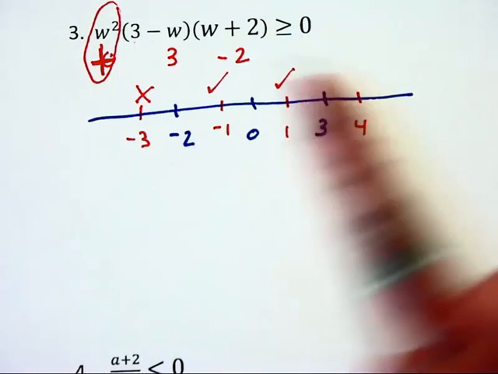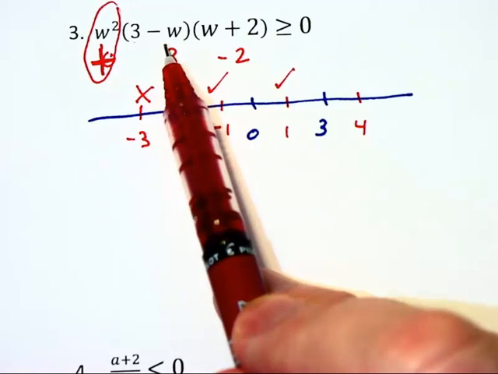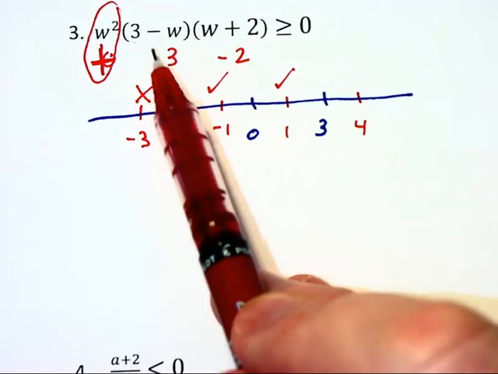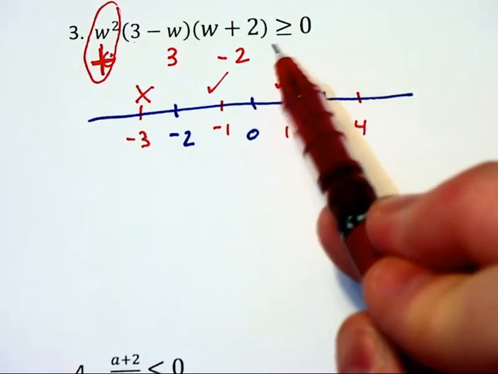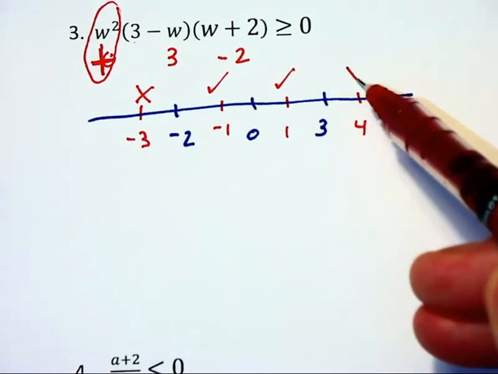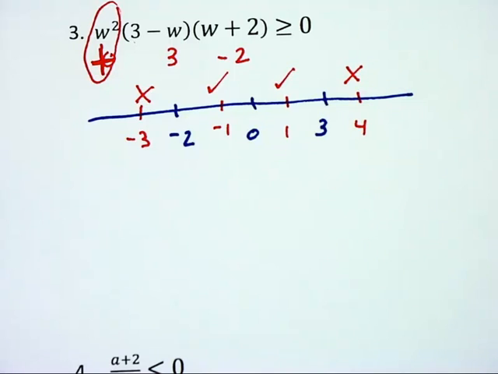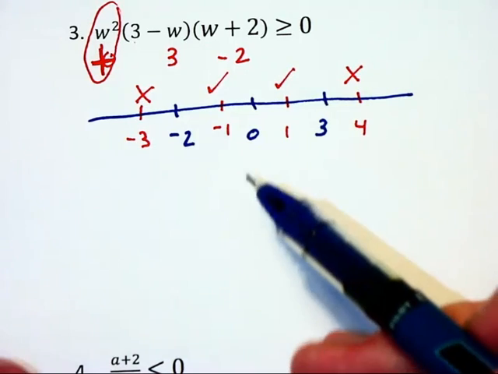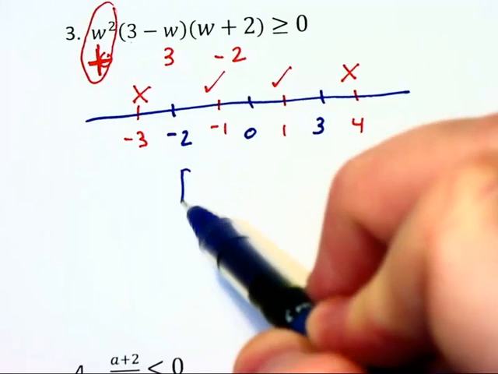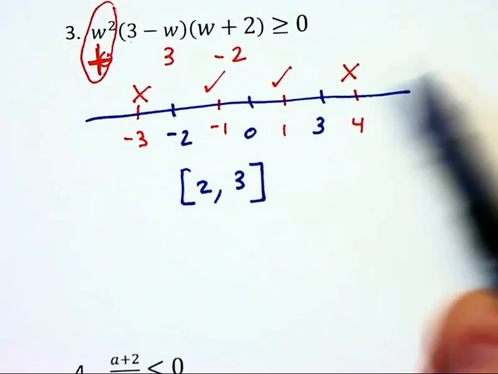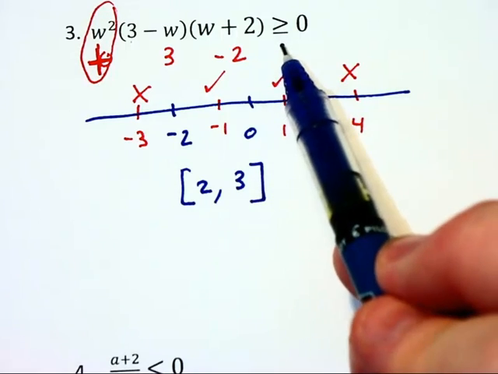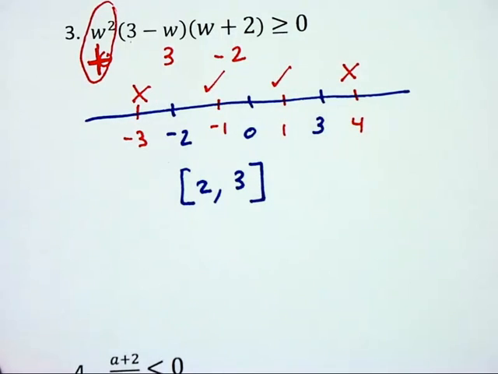Now let's try 4. 3 minus 4 is negative. 4 plus 2 is positive. I've got a negative times a positive plus this positive region there, which makes negative, and we want greater than or equal to 0. So that does not work. So our solution region is going to be everything from negative 2 on up to 3. And I'm including the endpoints because I've got equality included with this greater than or equal to.